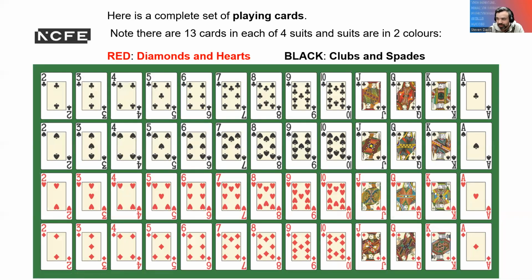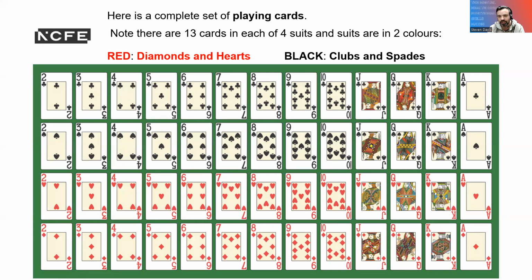Right, here is a complete set of playing cards. Note there are 13 cards in each of 4 suits, and 2 colours. So that's the red, diamonds and hearts, and the blacks, clubs and spades. Yeah, that's a full set of cards.